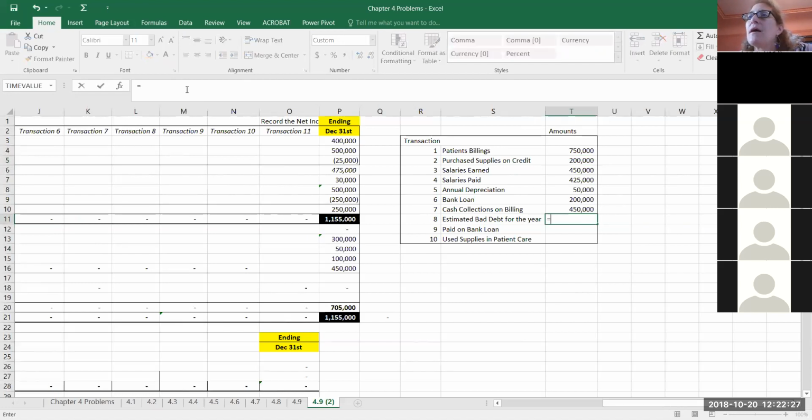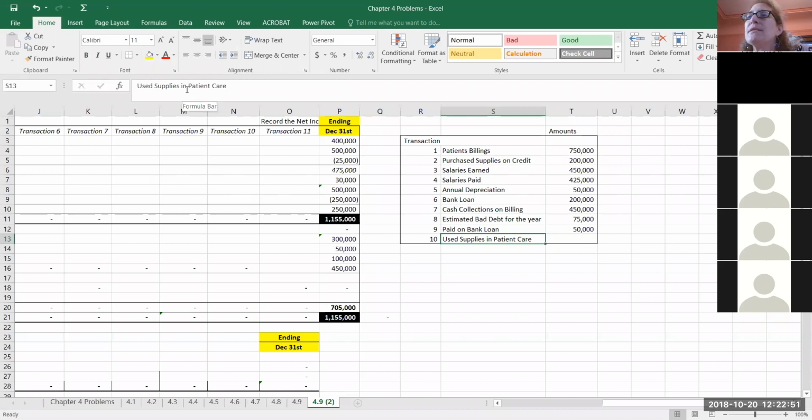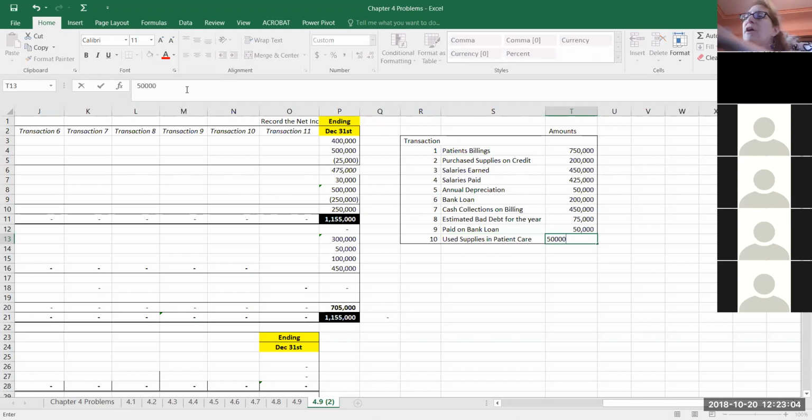And then we have estimated bad debt for the year. I'm going to use a percentage because I kind of like that. Let's say that it's 10% of our patient billings that we assume will be bad debt or uncollectible. And then how much do we pay on our bank loan? Our bank loan's 200. Let's say that we pay 50,000. And last but not least, how much of the supplies that we purchased are we going to use in patient care? We purchased 200,000 of supplies on credit. Let's say that we're going to use 50,000 in patient care this year.